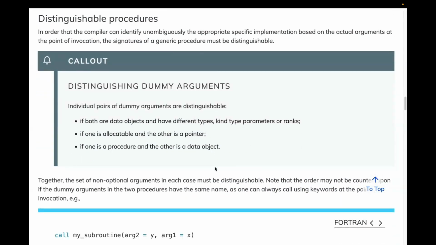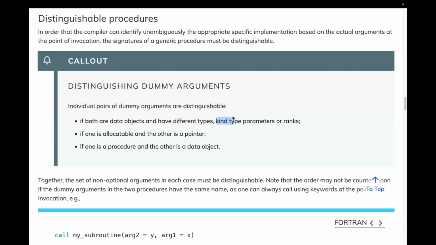As I said just a second ago, the compiler can go quite a long way to pick out which of the specific procedures it should be using to resolve a generic interface. But there are still some rules. Most of them make sense. So if you have pairs of dummy arguments inside two procedures, then you can say that they are distinguishable if they are both data objects and have different types, kind parameters, or ranks.